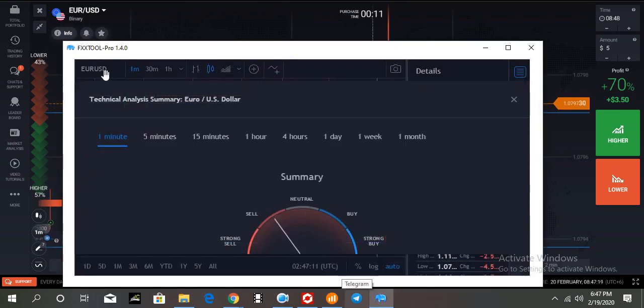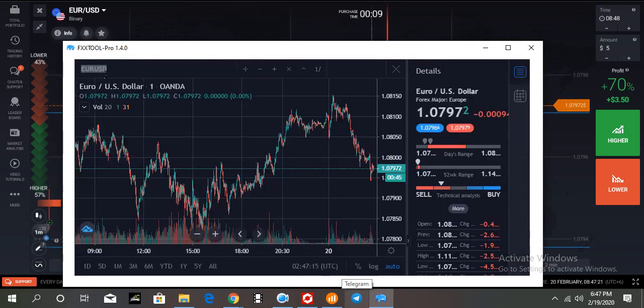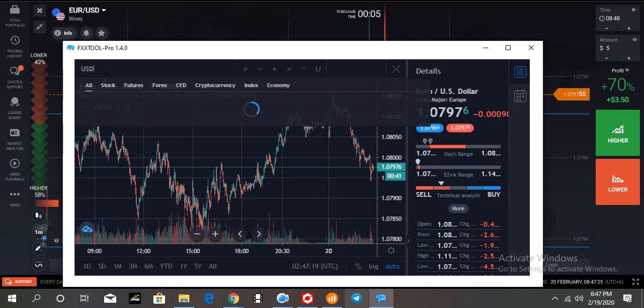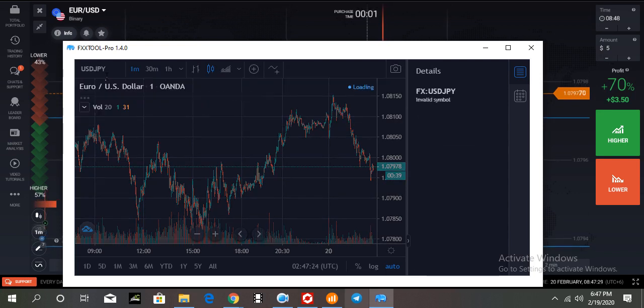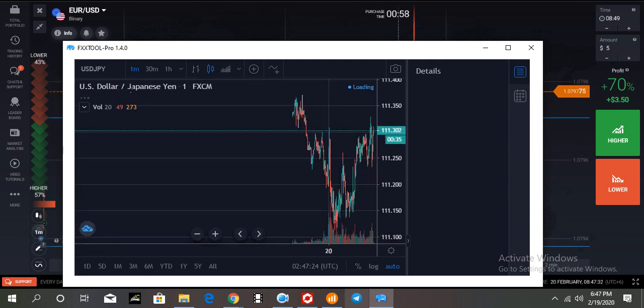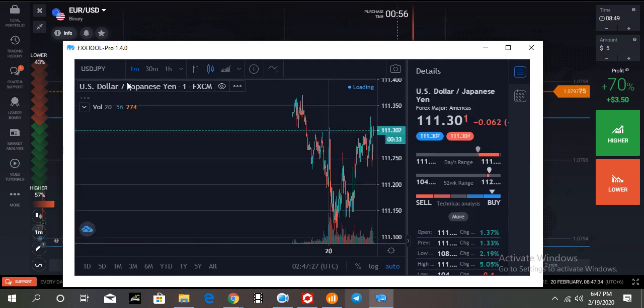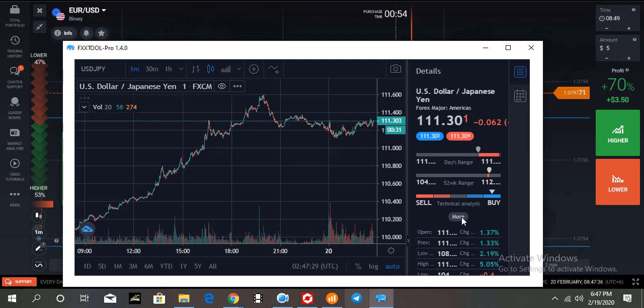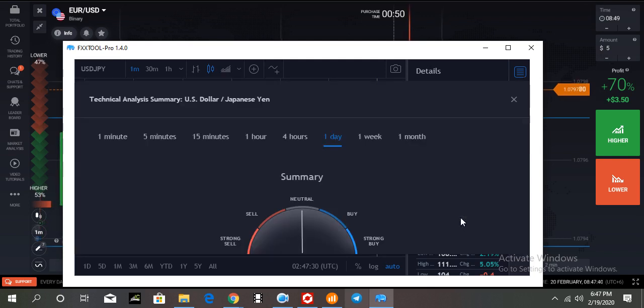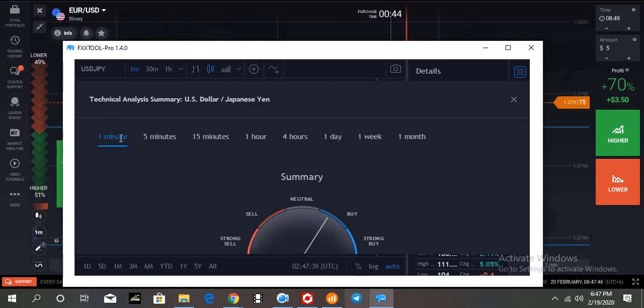Okay, so I'm now trading USD/JPY. I change the currency here to USD/JPY, then I enter. Click here, enter. The time frame is 1 minute. So I click here on more and select 1 minute.